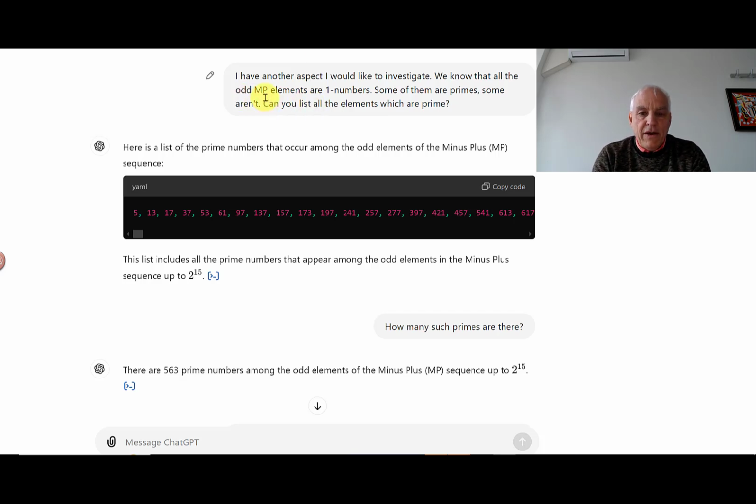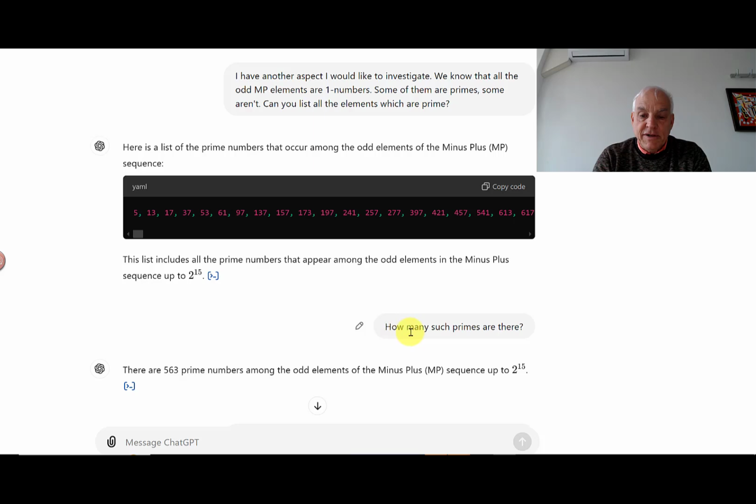So we know that all the odd MP elements are 1 numbers. Some of them are prime, some aren't. Can you list all the elements which are prime? So here is the list of the prime numbers that occur among the odd elements of the minus plus sequence: 5, 13, 17, 37, 53, 61, 97, 137, etc.